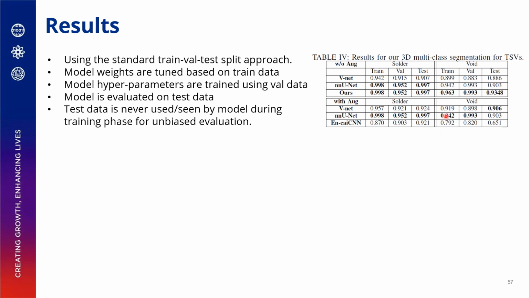components. So for TSVs, even visually, our results did stand out, right? Without augmentation, as you can see over here, for solder as well as void, our results are quite close to 1, right, which is the theoretical maximum you can get, and the results were pretty great. However, as we added augmentation, our results actually significantly dropped.